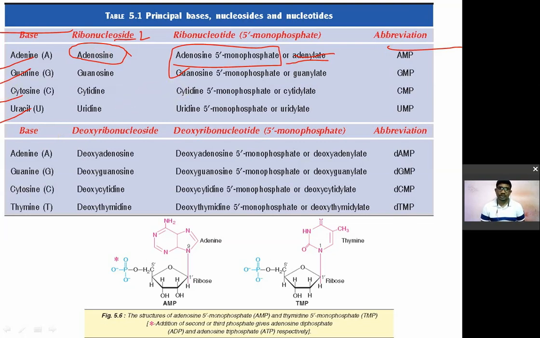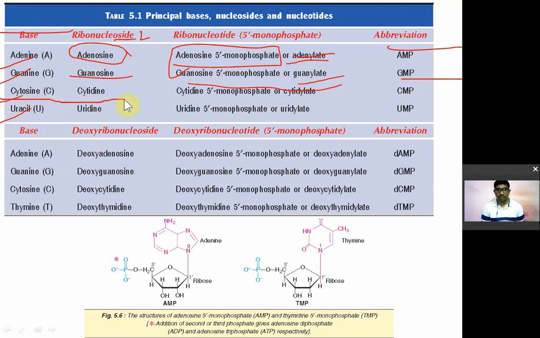Guanine is the base. So if there is guanine base, what will its ribonucleoside be? Guanine plus sugar is known as guanosine. Guanine plus sugar plus phosphate is known as guanosine monophosphate or guanylate. Guanosine 5 monophosphate or guanylate. The abbreviation is GMP. Then cytosine. Third base is cytosine.